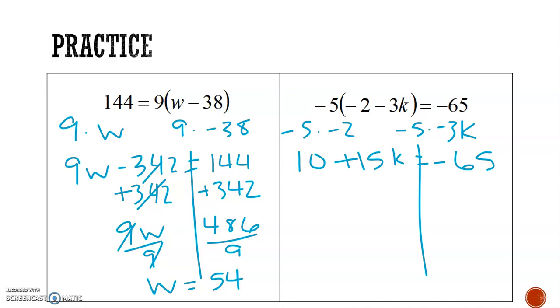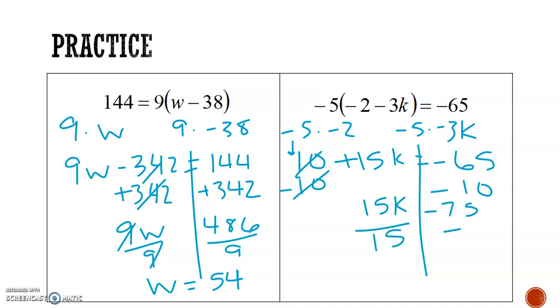All right, so to bring that 10 over, it is a positive 10. I know it's positive because in front of there is no sign. So I'm going to subtract 10 to bring it over. So we have 15k, and negative 65 minus 10 gives us negative 75. Divide both sides by 15 to bring the 15 over. And then we get k equals negative 5.